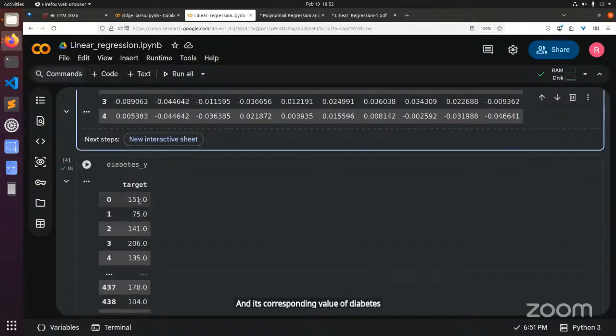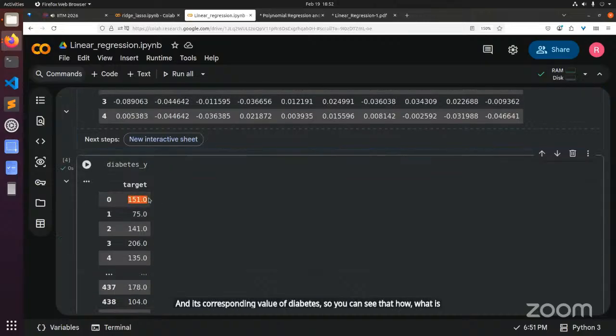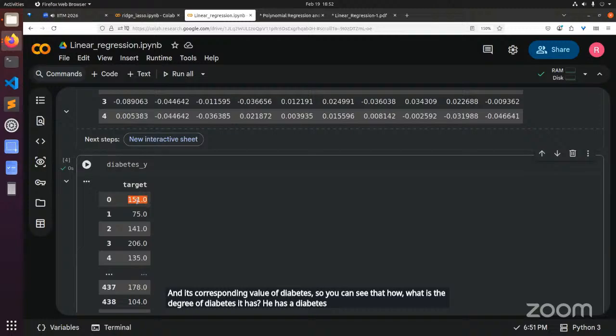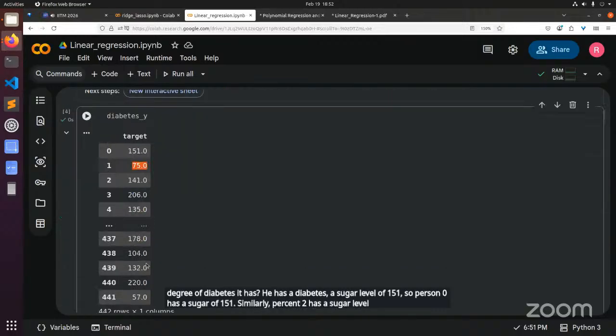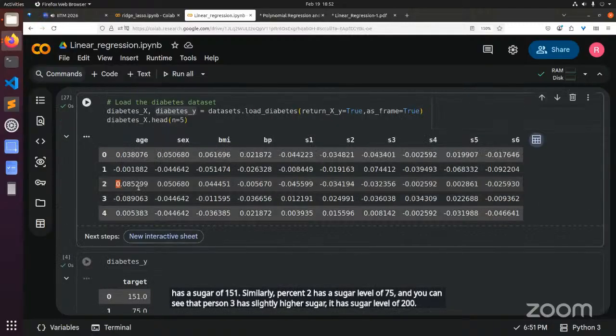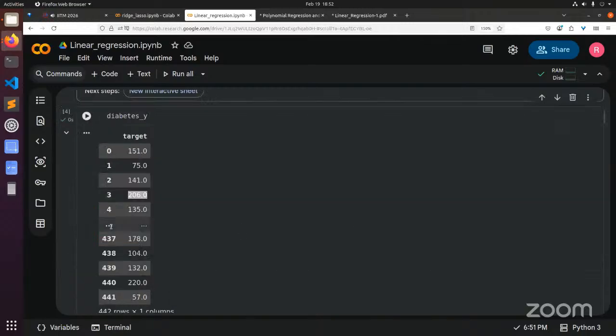So you can see what the degree of diabetes is. It has a diabetes or sugar level of 151. So person 0 has a sugar of 151. Similarly, person 2 has a sugar level of 75. And you can see that person 3 has a slightly higher sugar level of 200. So all this information is available.